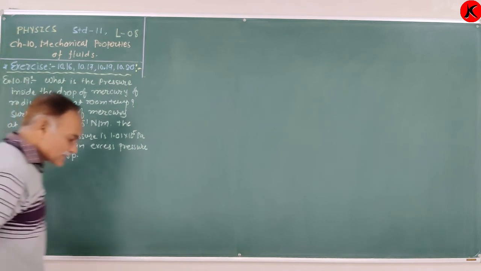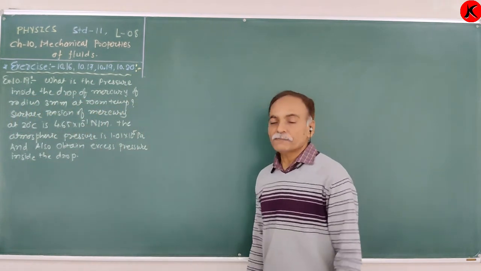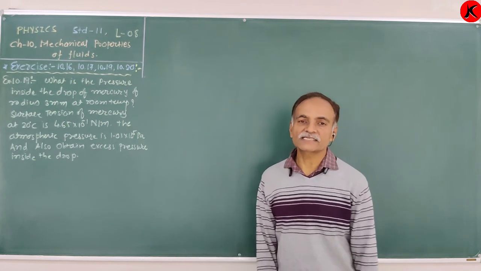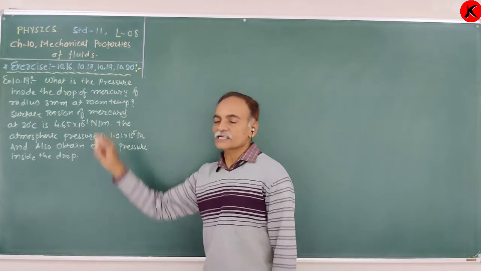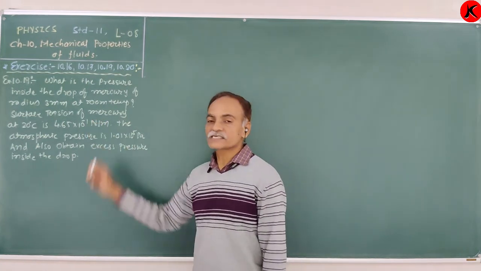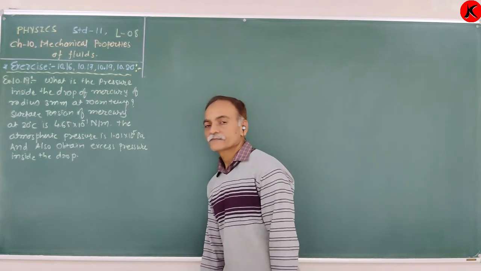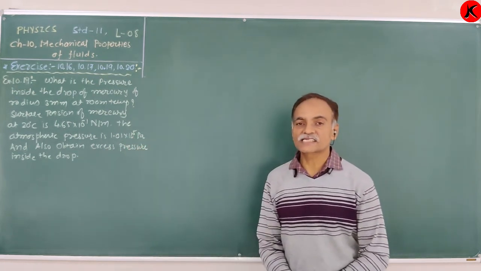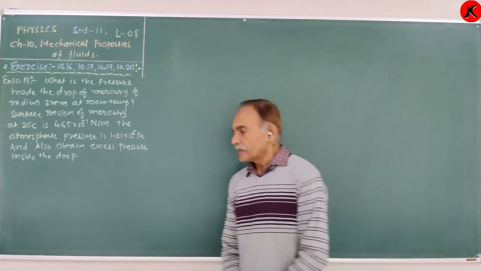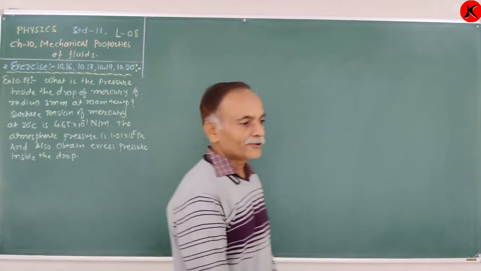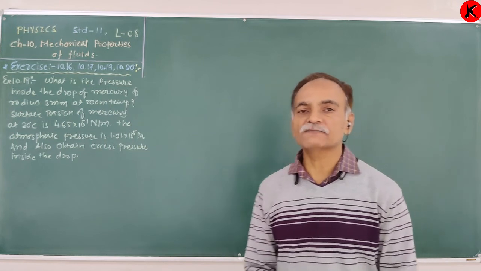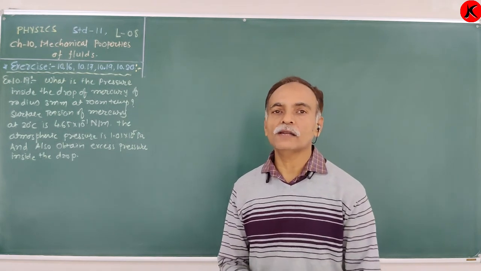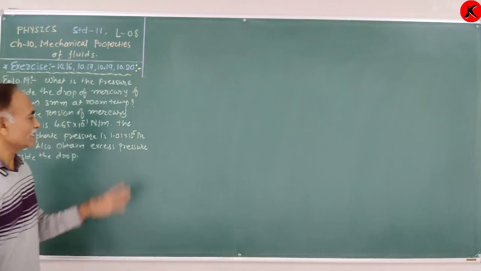Now the next numerical of exercise 10.19. It is given: what is the pressure inside a drop of mercury of radius 3 mm at room temperature? Room temperature we consider as 20 degrees centigrade, because the surface tension of mercury at 20 degrees centigrade is given as 4.65 into 10 to the power minus 1 Newton per meter. The atmospheric pressure is also given as 1.01 into 10 to the power 5 Pascal, and also obtain the excess pressure inside the drop. Now here the drop is formed in a medium and the drop has one free surface. Therefore the pressure difference between the inside and outside surfaces of a drop is Pi minus Po is equal to 2S upon R.